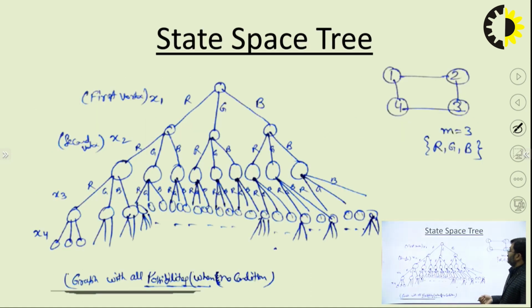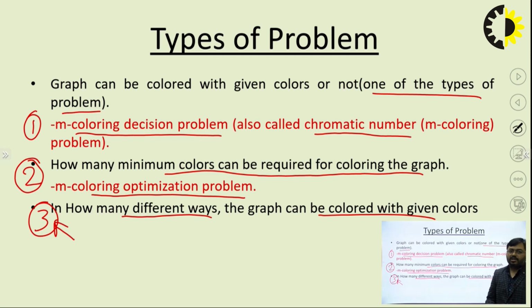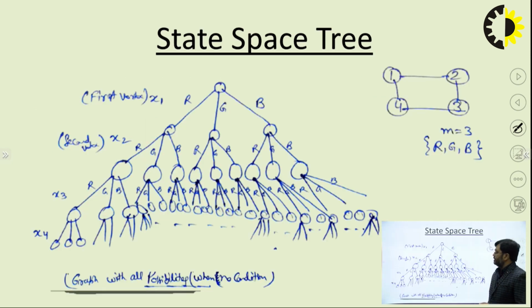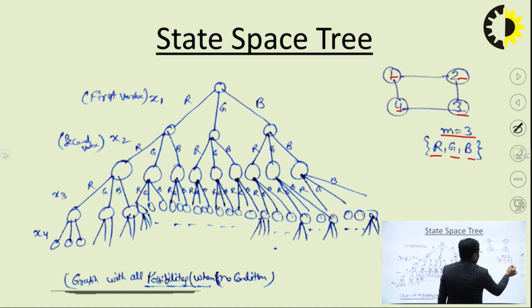So we use a state space tree for finding all possible solutions, because here we are finding all possible options for coloring a graph with the given colors. So we use the state space tree for finding all solutions, all possibilities, with no condition. For example, if no conditions are given, say vertices 1, 2, 3, 4 are given and 3 colors are given: red, green and blue.